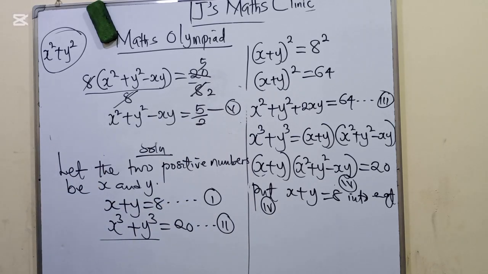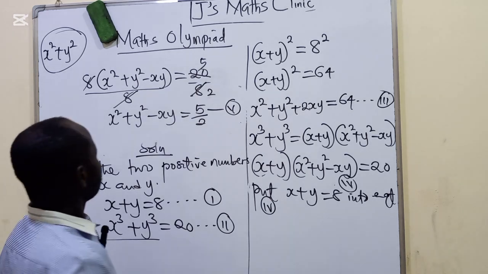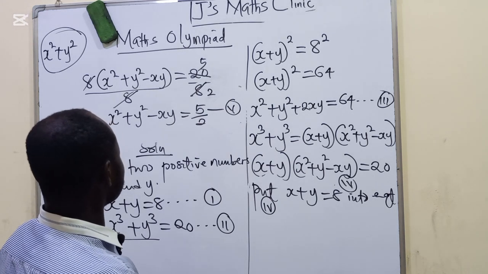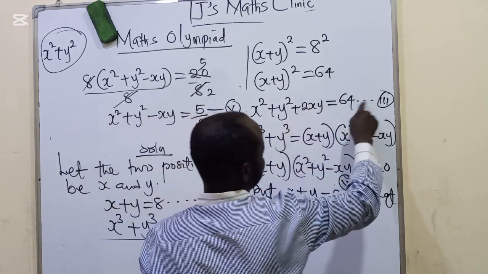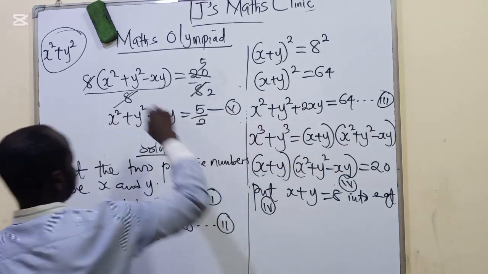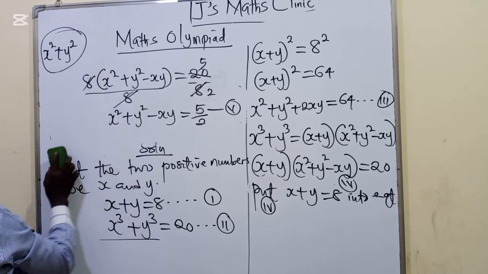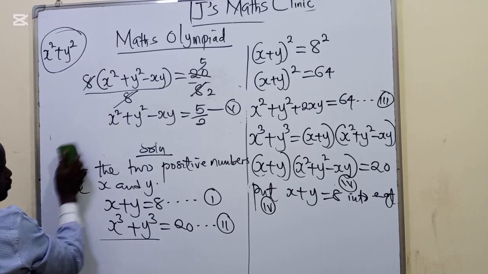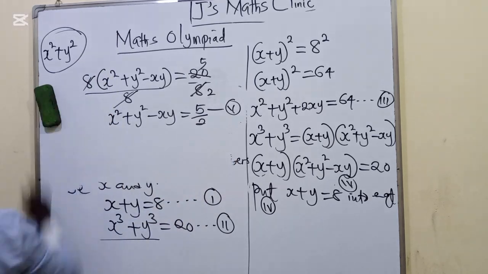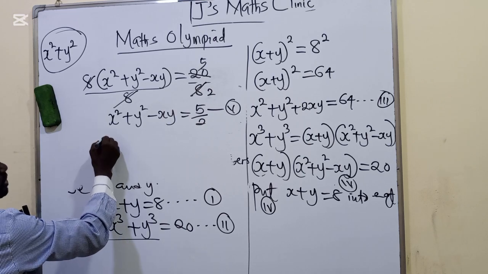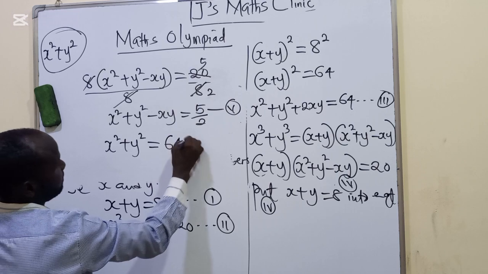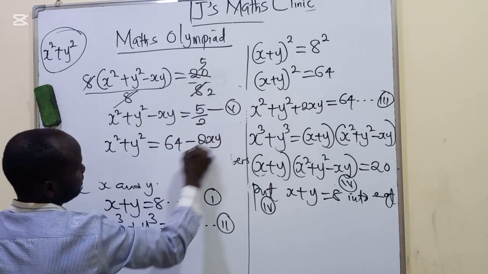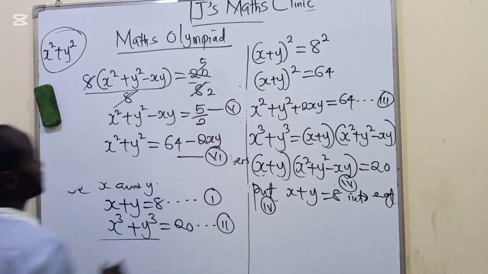Very important. At this point, if we check this very well, we can take this 2xy to the other side from equation 3. From equation 3, we can deduce that x squared plus y squared will be equal to 64 minus 2xy. Let's call this equation 6.